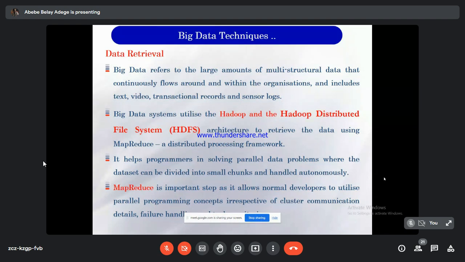It uses Hadoop and the Hadoop distributed file system architecture to retrieve large data sets from, for example, Google or Yahoo or the majority of huge web systems. They use the Hadoop application.